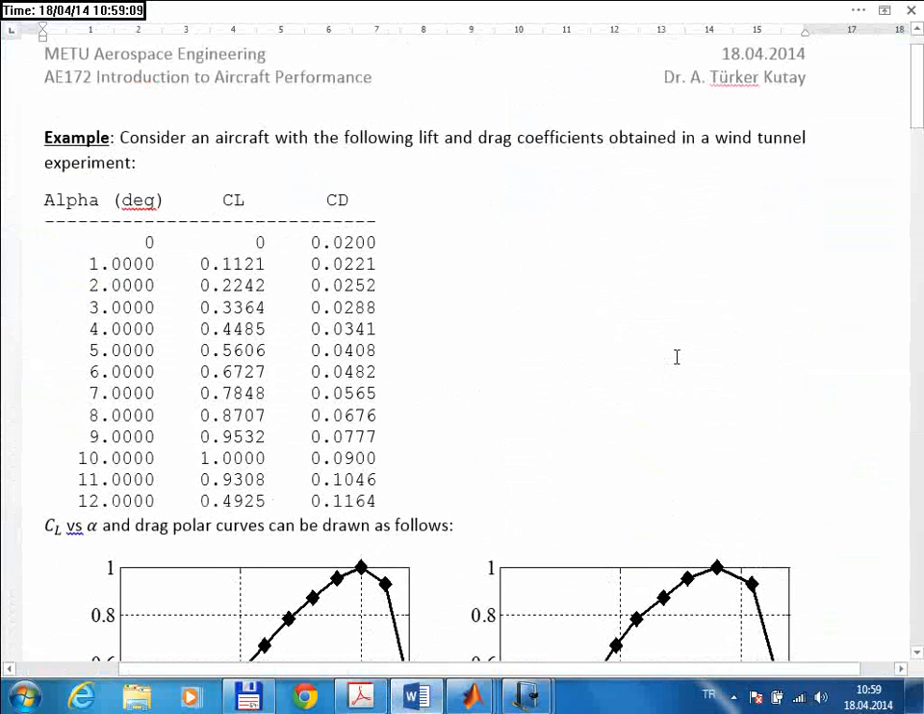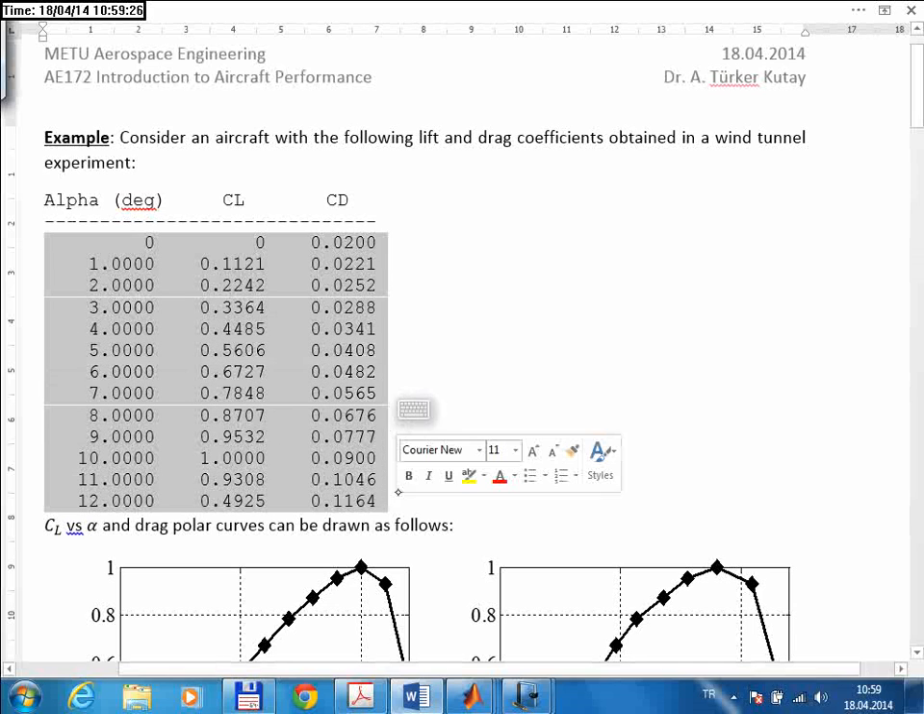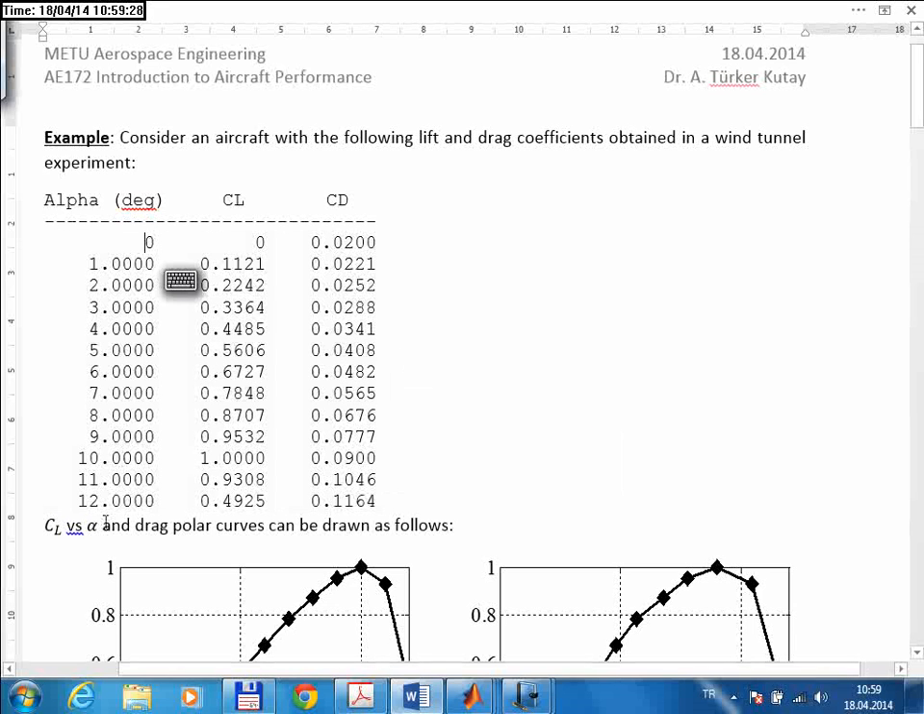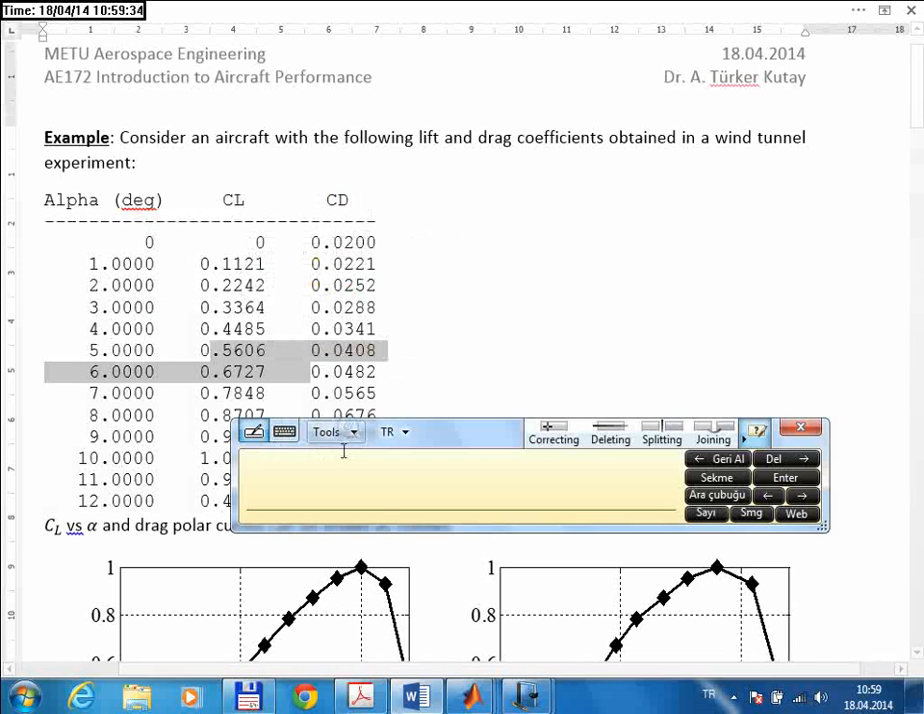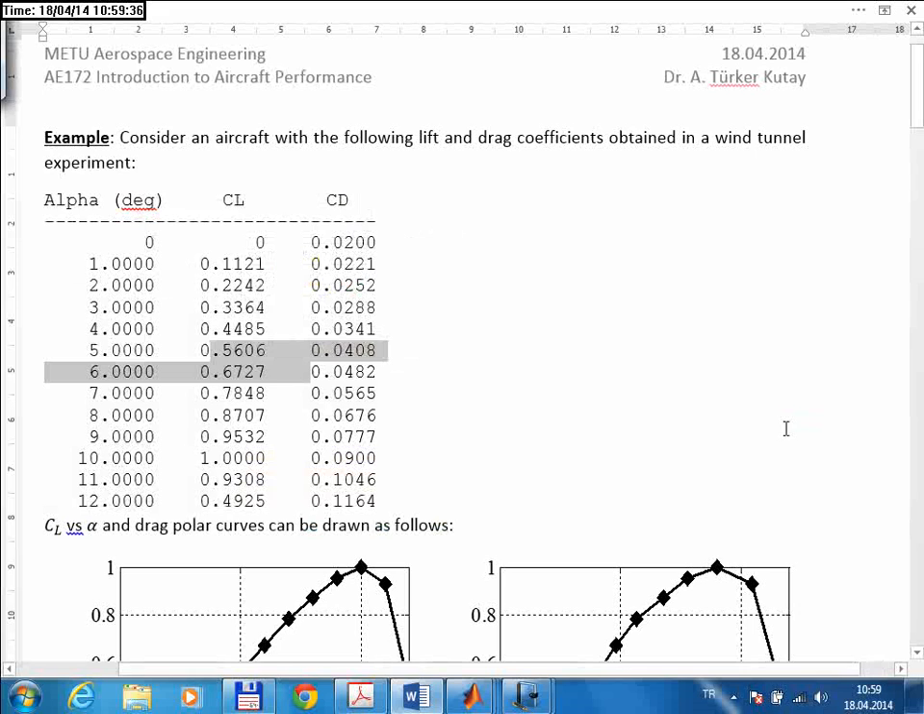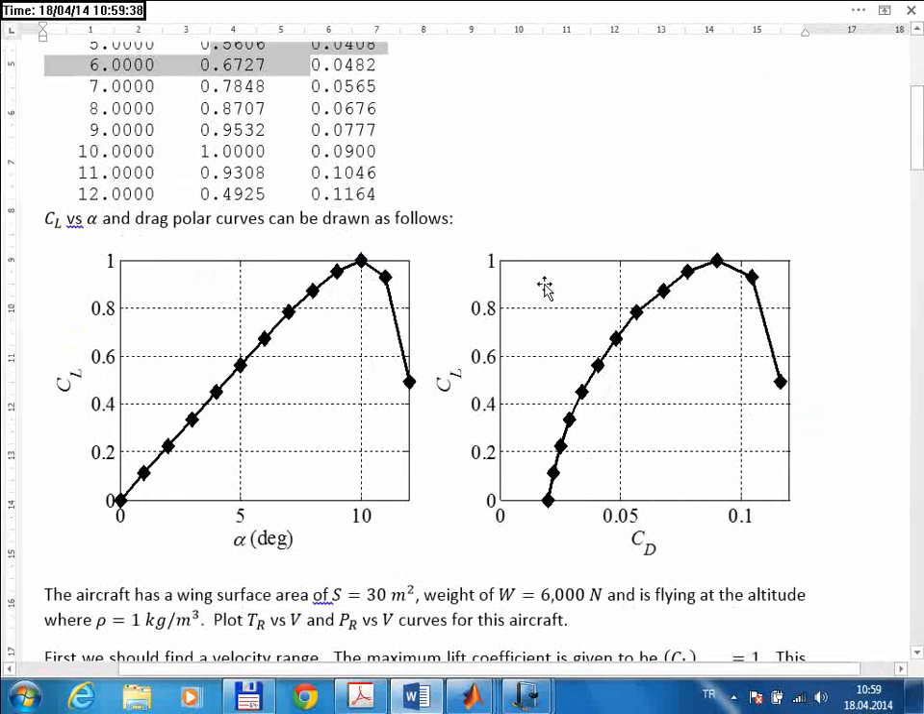Okay, so suppose that we have an aircraft and we would like to calculate the performance of this aircraft. So what we do is we create a small scale version and put it in a wind tunnel and obtain lift and drag coefficient measurements in the wind tunnel, and this is the data we get. Okay, so we measure these quantities at 13 different angle of attack values, and the resulting lift and drag coefficients are measured as you see on the table. So we can plot these, right?